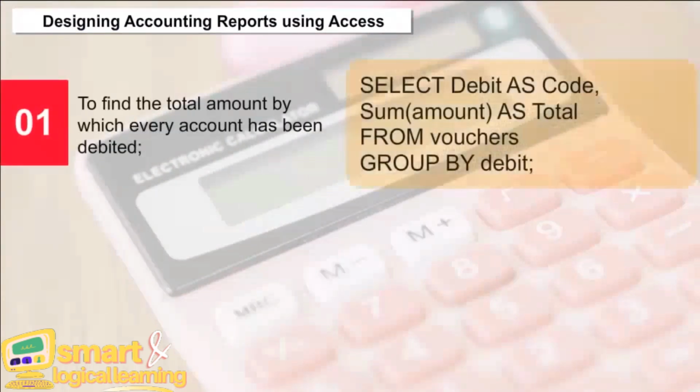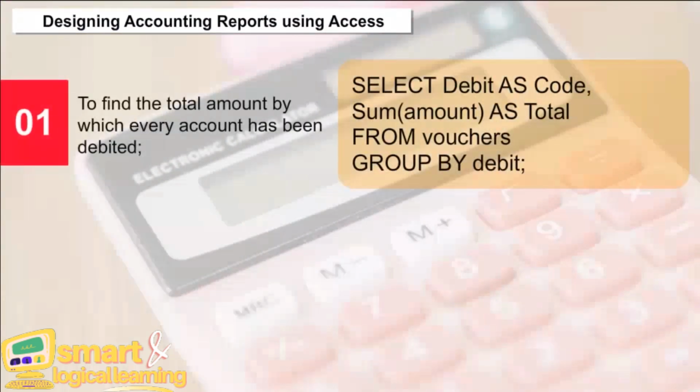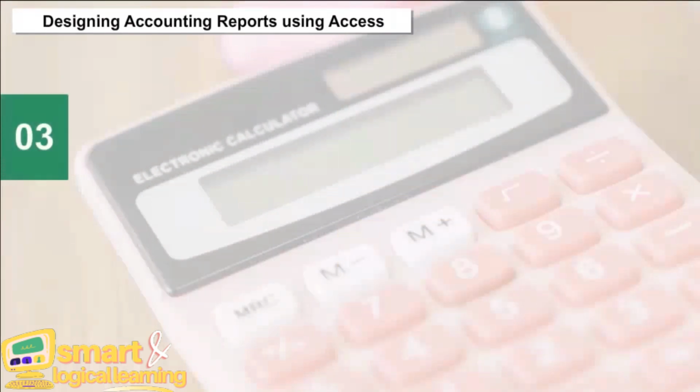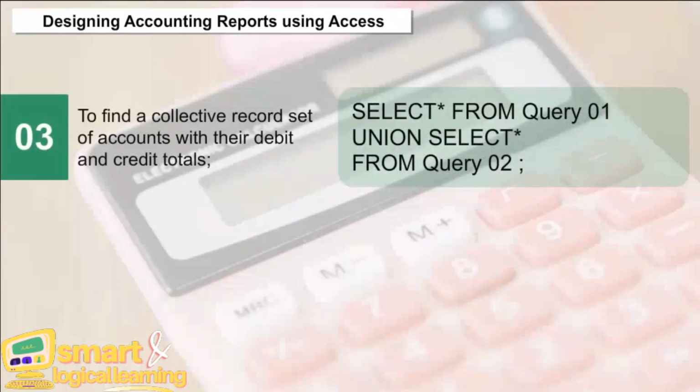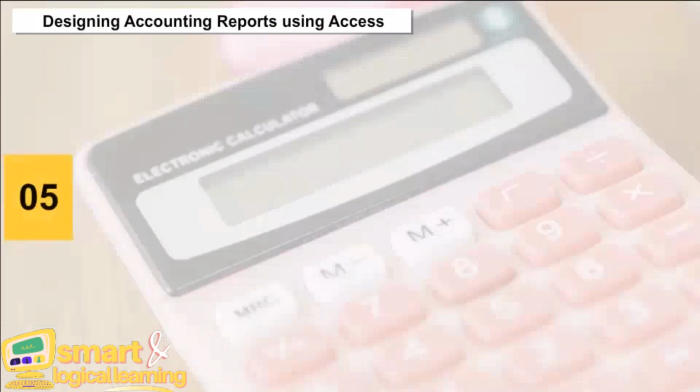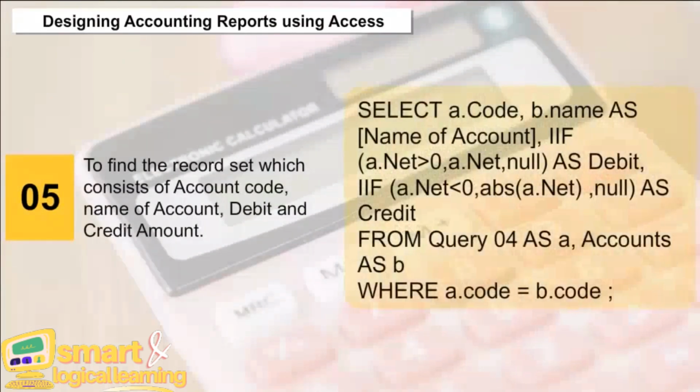1. To find the total amount by which every account has been debited. 2. To find the total amount by which every account has been credited. 3. To find a collective record set of accounts with their debit and credit totals. 4. To find the net amount with which every account has been debited or credited. 5. To find the record set which consists of account code, name of account, debit and credit amount.